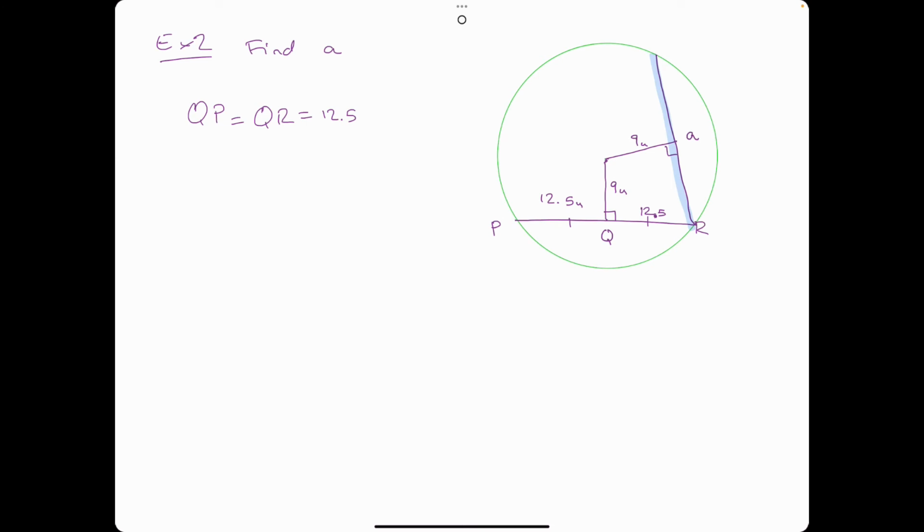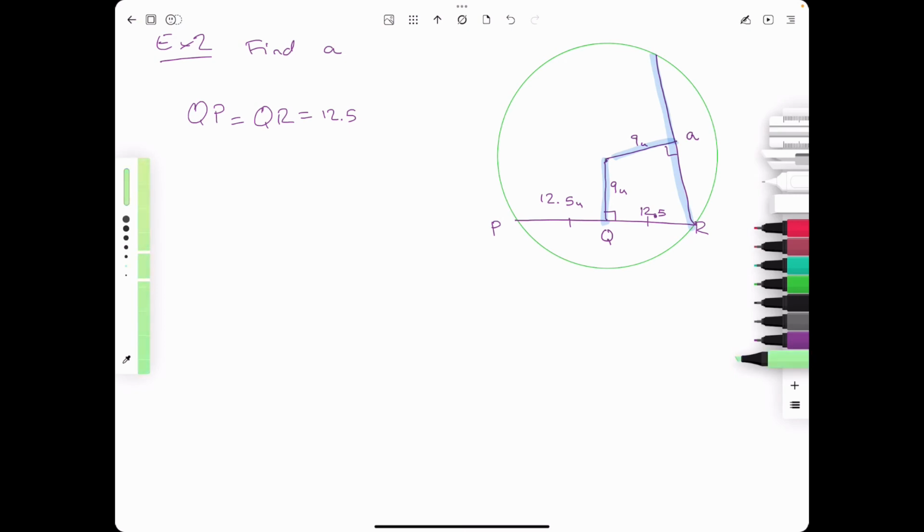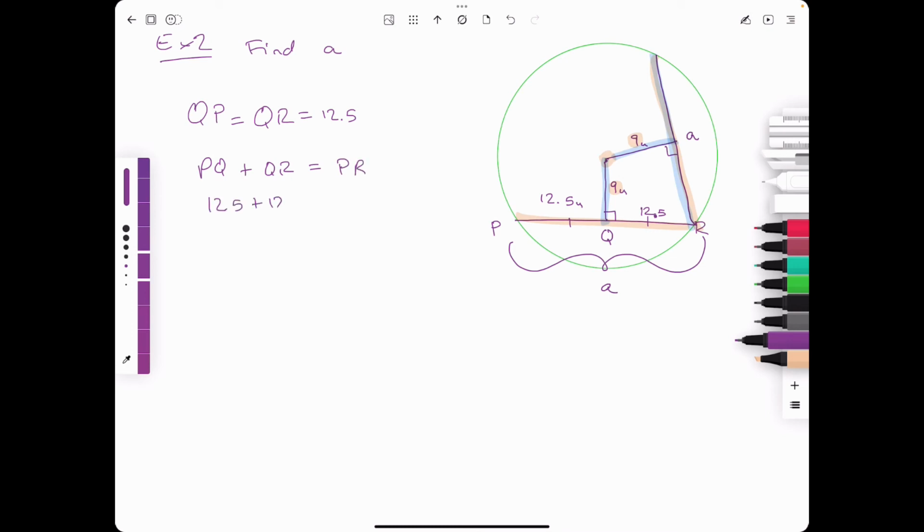Basically, but remember, these two chords are congruent, so they're the same distance from the center, right? So the two chords are the same length. If you can figure out this part, which is 25, that would also equal A. Segment addition says PQ plus QR gives you PR. That was 12.5 plus 12.5, which is 25. So PR equals 25, and A must equal 25 also.